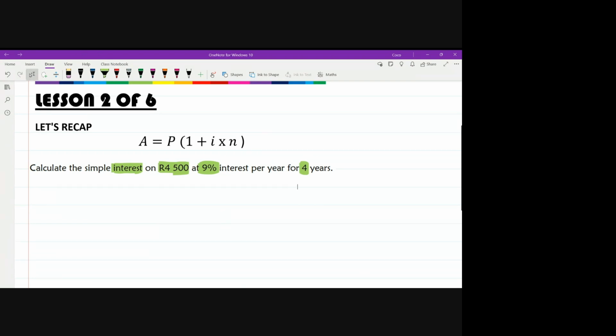Okay, so I want us to use this exact formula that I've given you over here. Find me A equals, please put that into the formula and pop your answers in the chat for me.